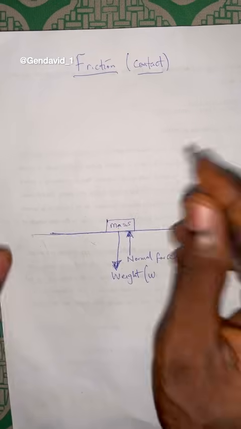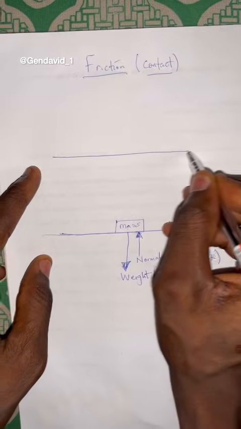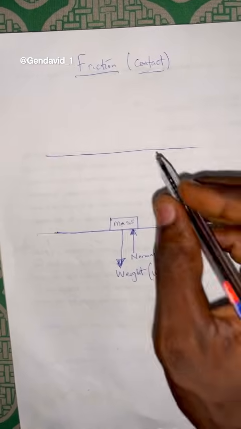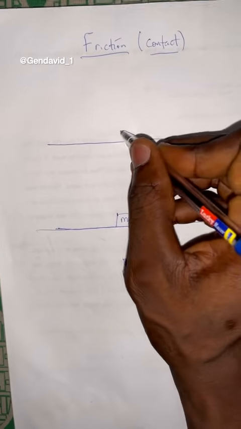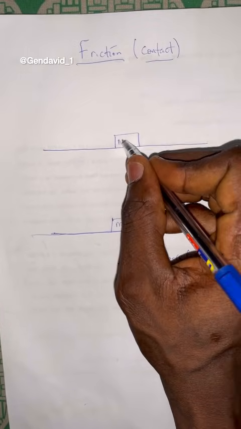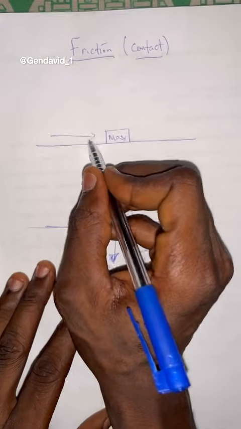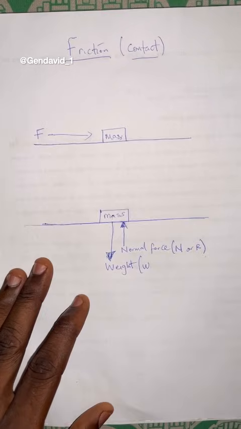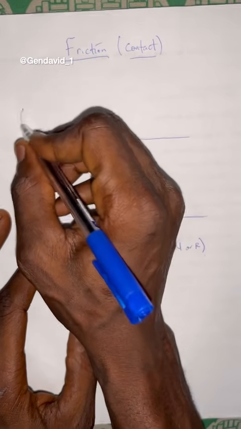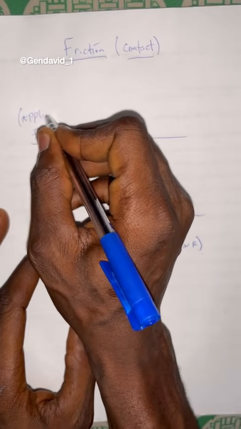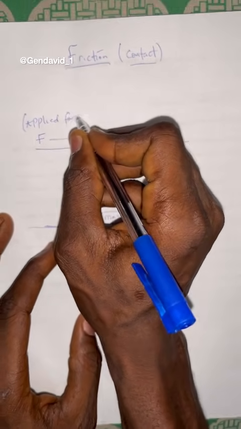Now let us talk about the frictional force and the applied force. Let's say we are still talking about the ground here. Let's say you have the mass of the body like this, and you apply a force here. So this F here, we'll call it the applied force. Applied force means the force which the person uses on this object.